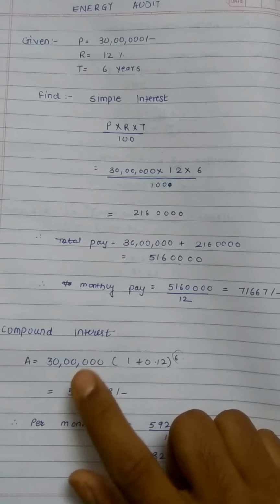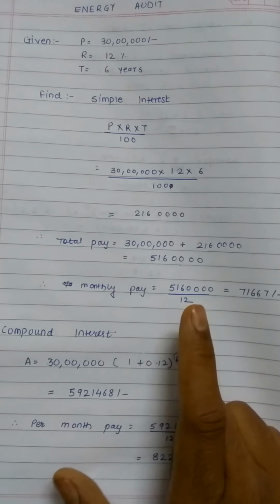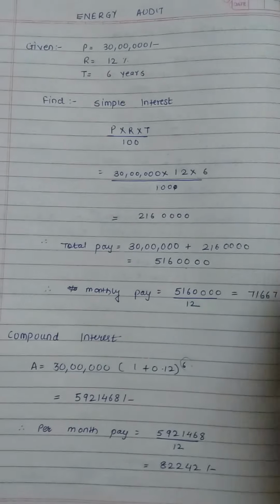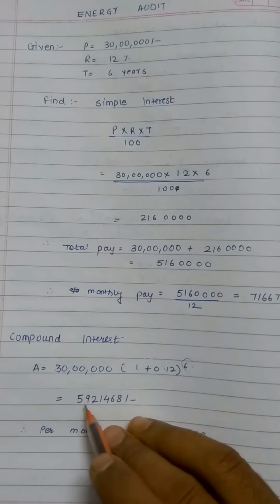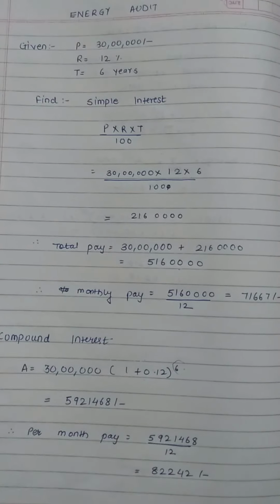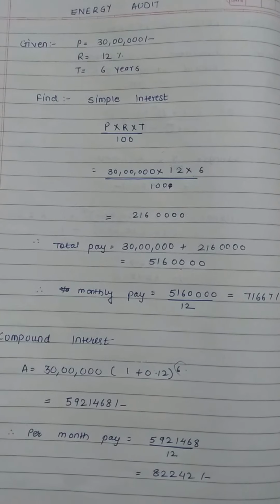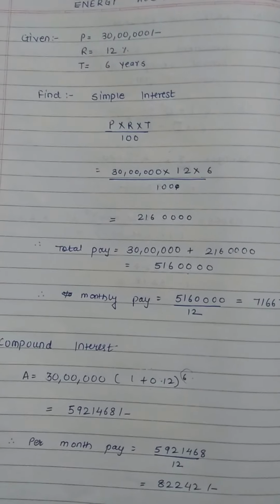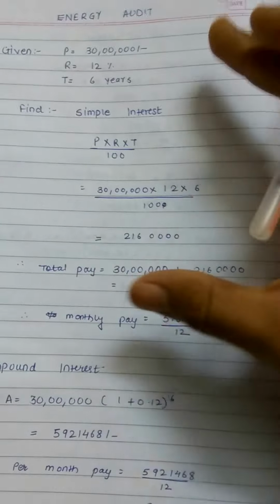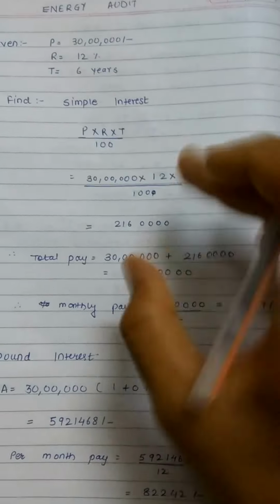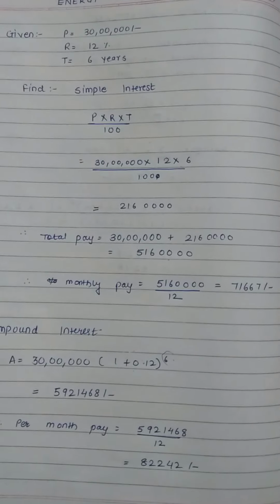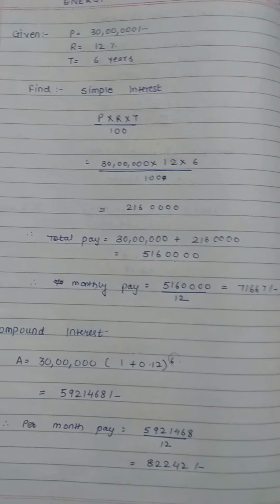You don't need to add this amount to 30 lakh rupees as you do in simple interest. This is compound interest. This is including the principal amount. So this is 59 lakhs 21,468 rupees. The monthly pay will be dividing it by 12, that is 82,242 rupees. So from this you get to know that it is good to apply simple interest rather than compounding it annually, because you have to pay approx 10,000 rupees more every month.